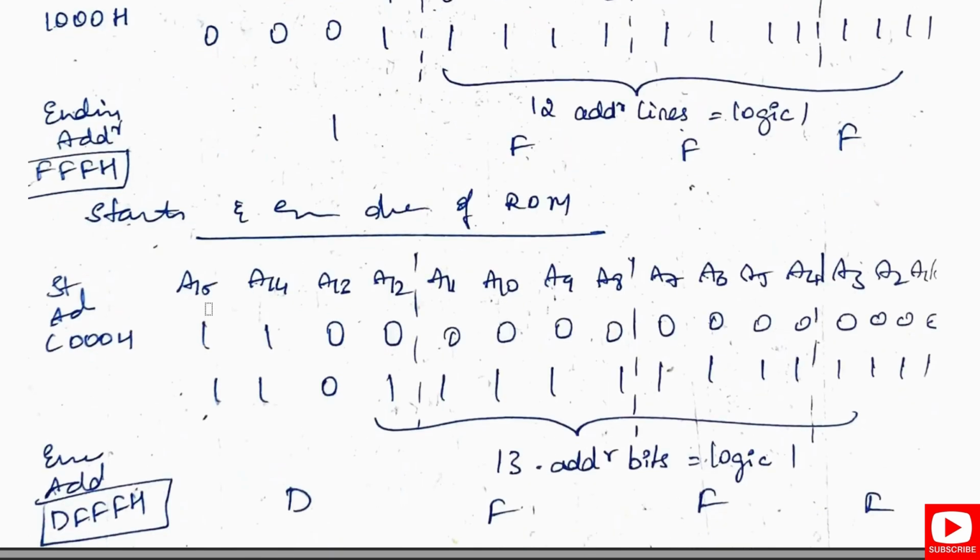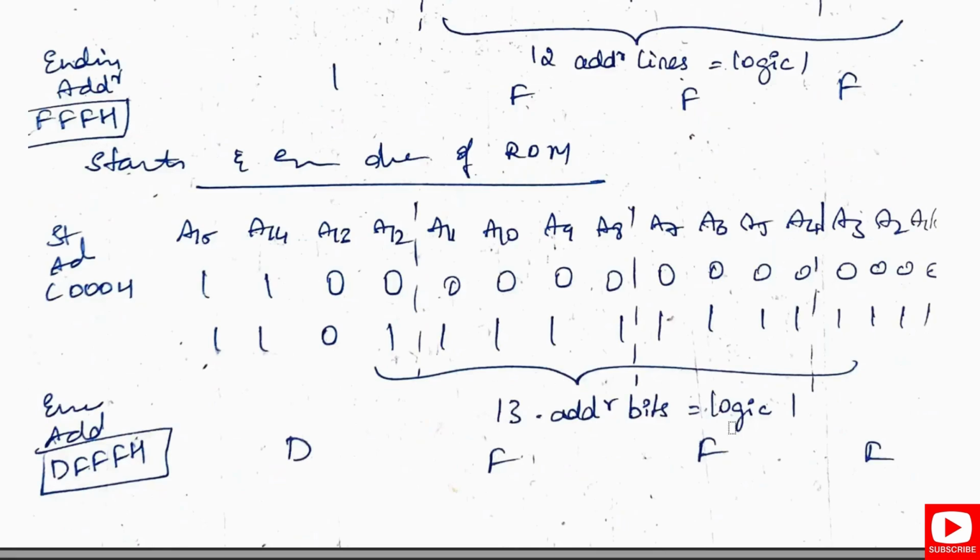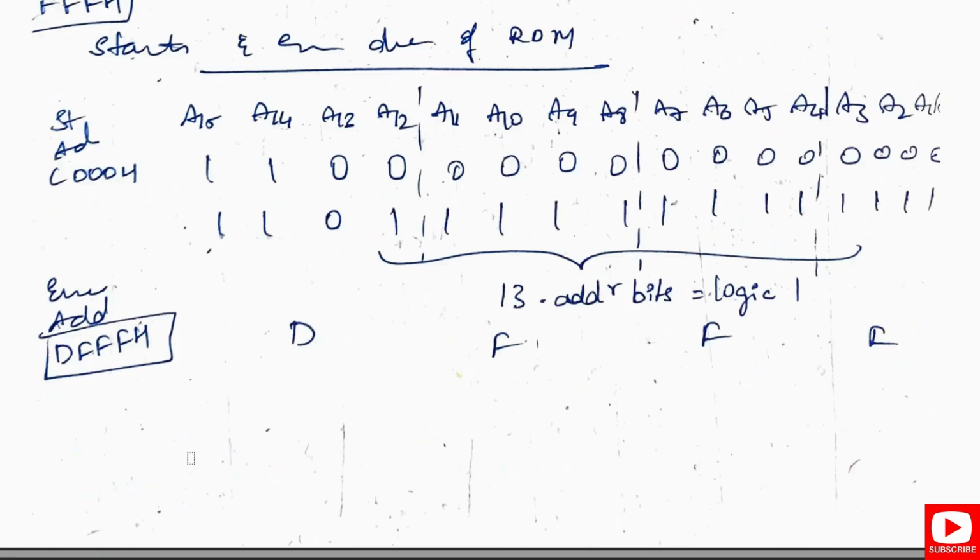So here C means it is 8 plus 4, that is 12, and 0 0 0. Again it remains the same, and change this to logic 1, and they have said we need 13 address lines. So from here mark the 13, it comes till here. So this is my 13 address bits, that is logic 1, and changing this is my FFF, and here it is 13. So it is the FFH is my ending address of the ROM.